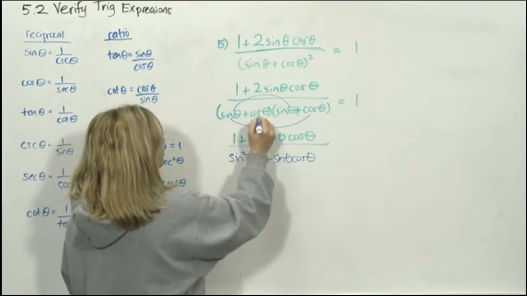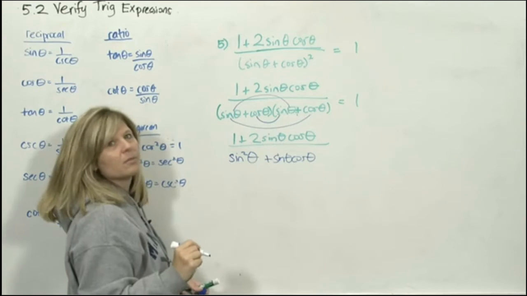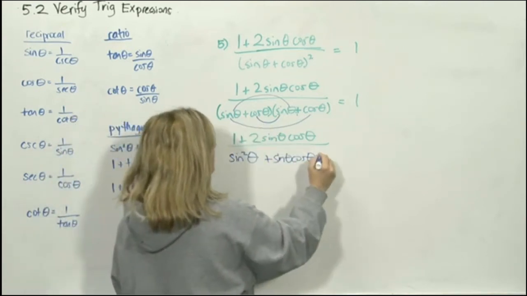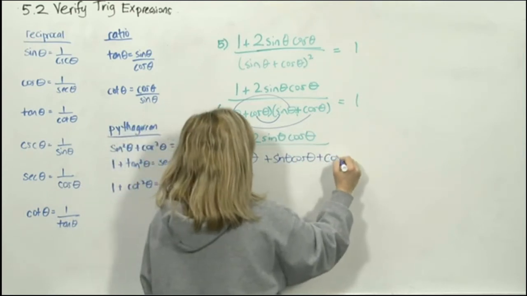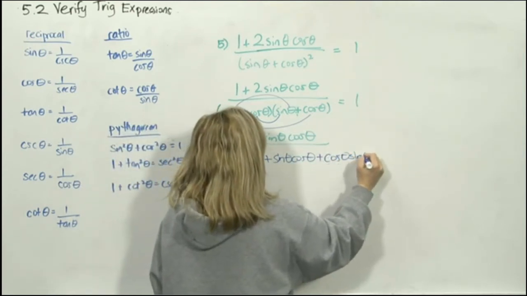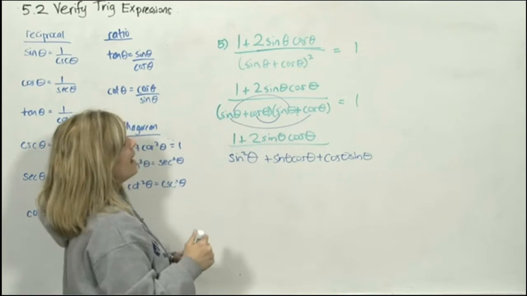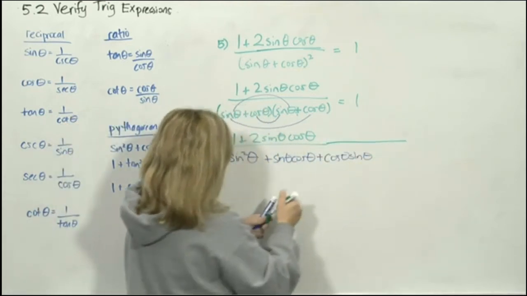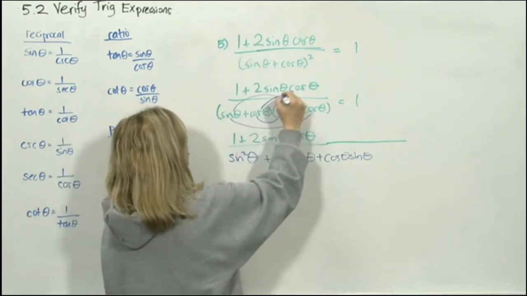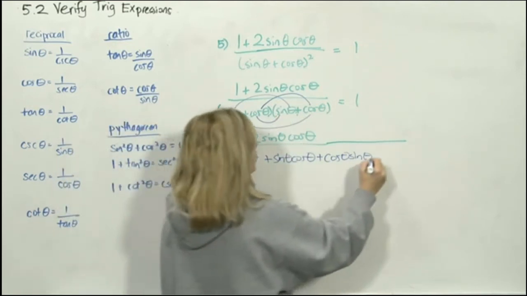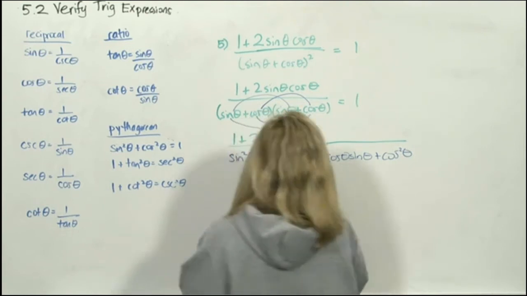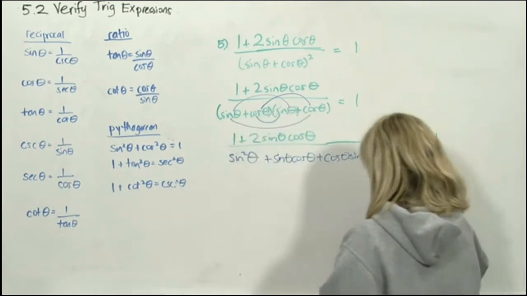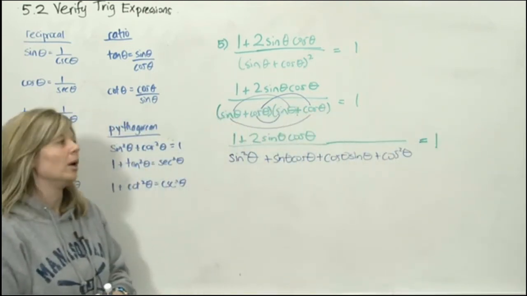I is my inners, positive cosine theta times sine theta, so we're going to have a positive. Cosine theta times sine theta is exactly what I just said. Cosine theta, sine theta. And then finally, we got to do our last. Our last are going to be cosine theta times cosine theta, which is cosine squared theta. And that all equals 1 still. So we're trying to get this to become 1.